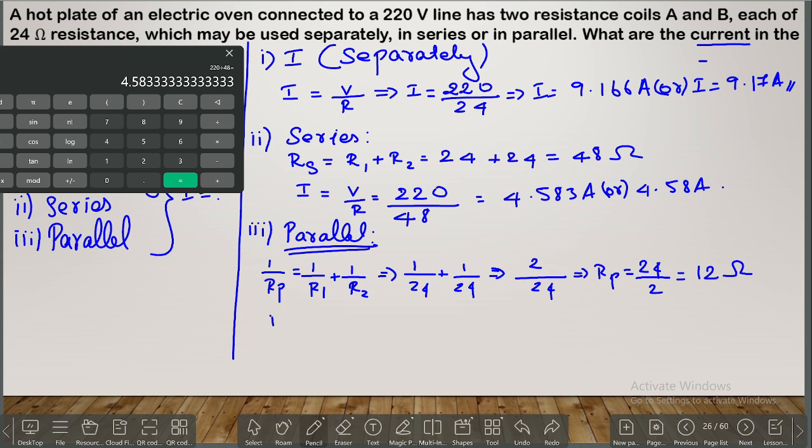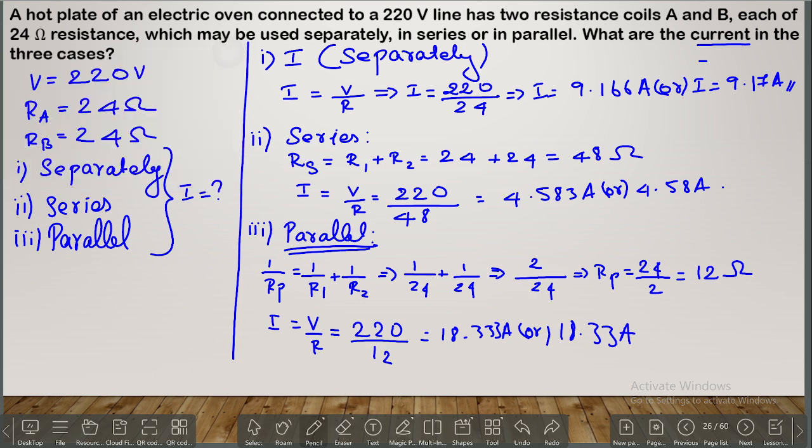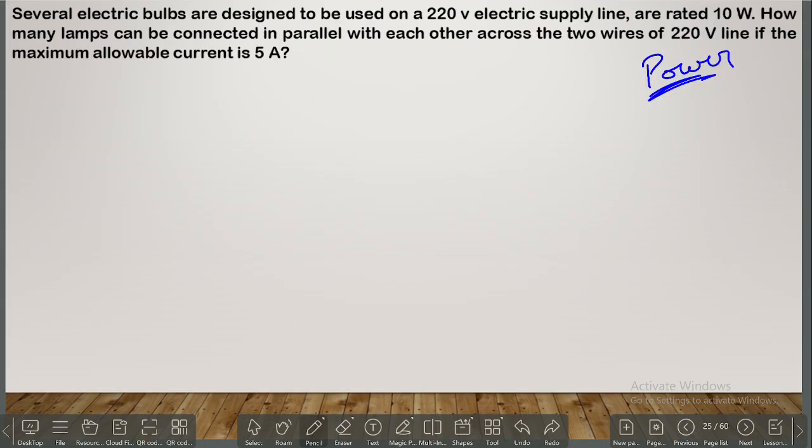So therefore I is equal to V by R. V value is 220 and R value is 12. So 220 divided by 12 is going to be 18.33 ampere, or you can write it as 18.33 ampere.